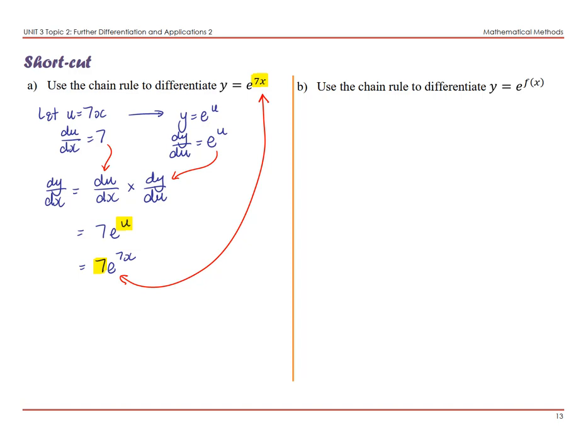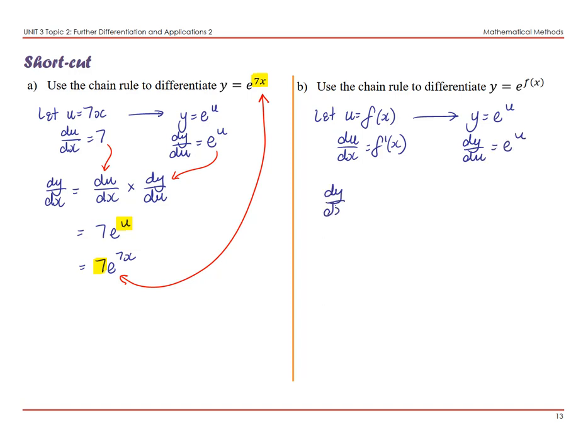So let's find a general rule. y equals e to the f of x. Let u equal f of x. So y equals e to the u. Differentiate each thing. du/dx is f prime of x. dy/du is e to the u.